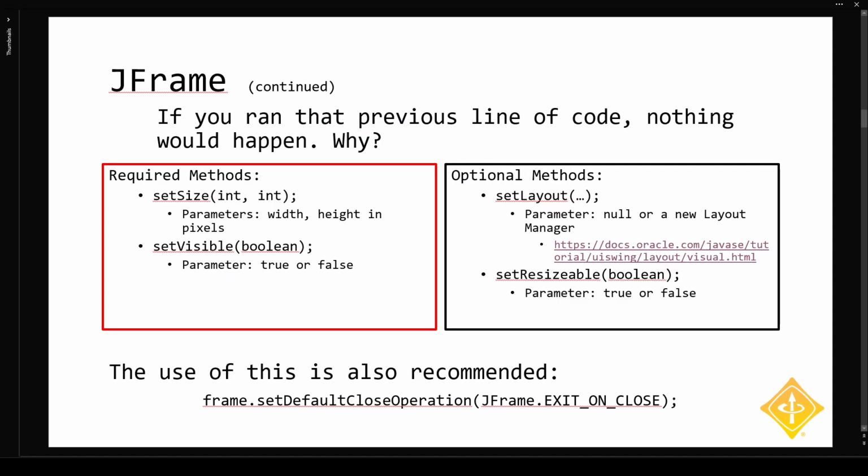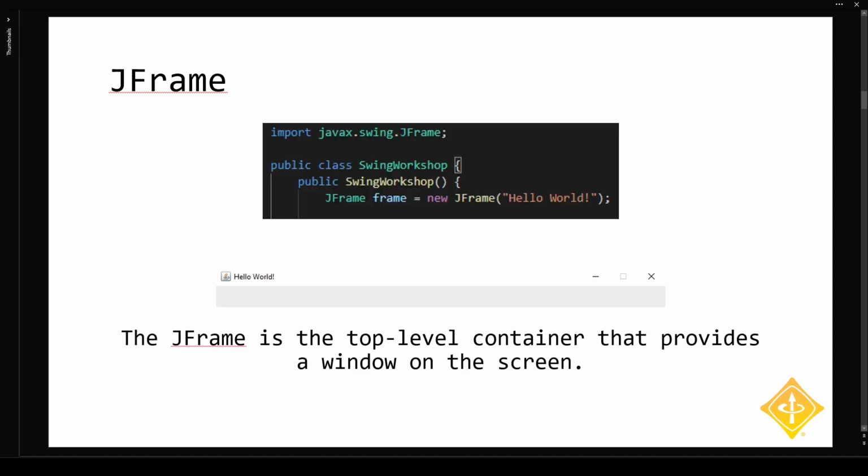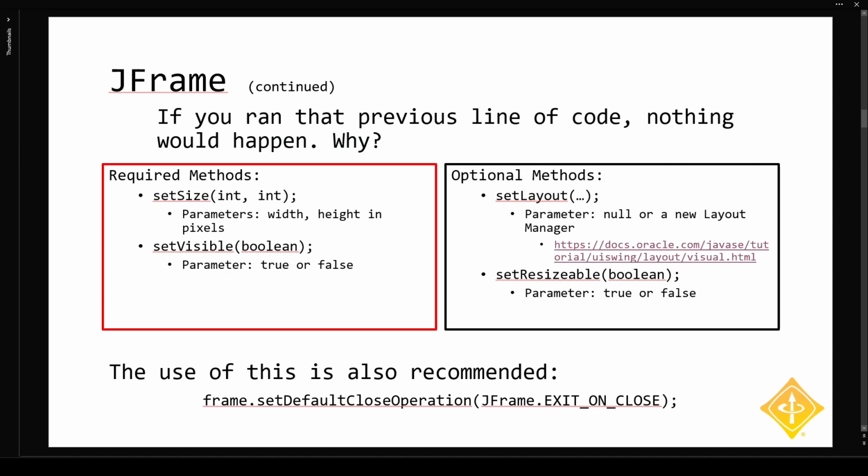If you actually ran that previous line of code, which was just creating a new frame after importing it, titling it Hello World, nothing would happen, and there's a reason for that. There are some required methods for working with Java Swing, and if you don't have at least a set size and set visible, your program will run, realize that the frame doesn't actually exist, and then immediately terminate.